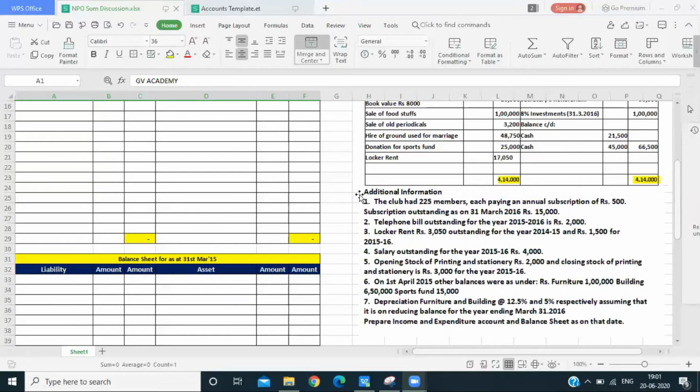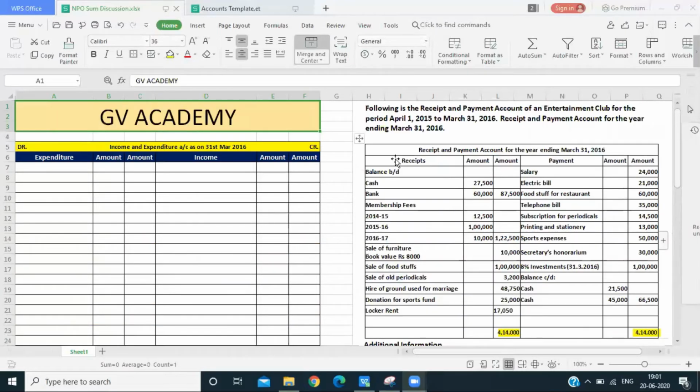Now we need to prepare the income and expenditure account and the balance sheet as on that date. So we will first begin with the receipt side. As we all know, any transaction which is on the receipt side of the receipts and payment account will either be on the credit side of the income and expenditure account or on the liability side of the current year's balance sheet. So the opening cash balance, the balance brought down, that is the cash balance of 27,500 and bank balance of 60,000, will be the asset in the opening balance sheet. So first we will go and input that.